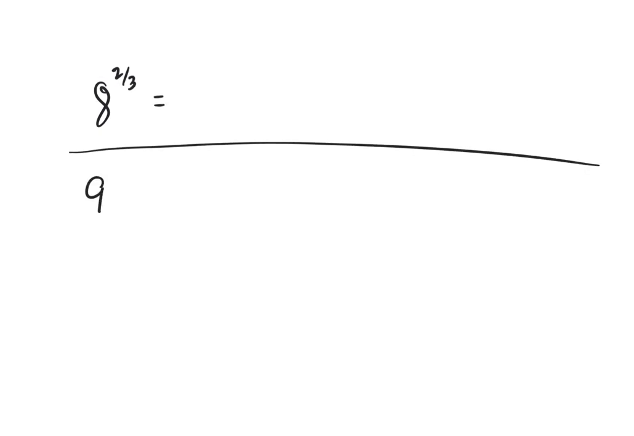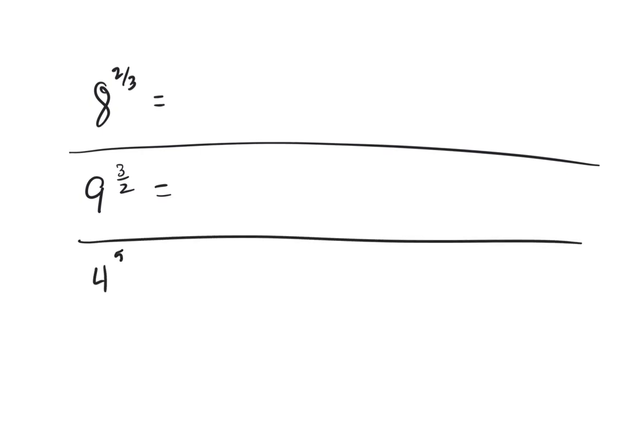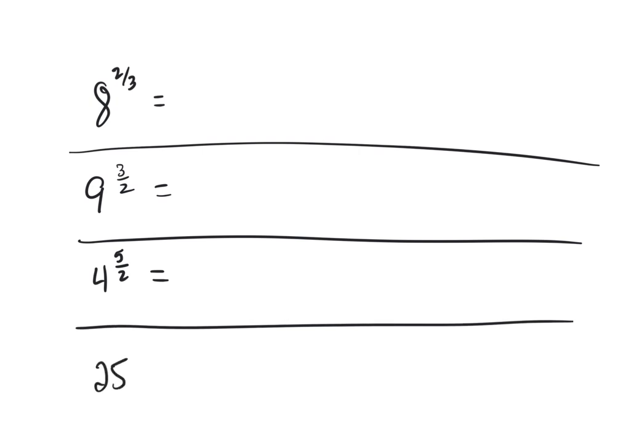Next, what if the numerator isn't 1? What if I were to give you something like 8 to the 2/3? What if I were to give you something like 9 to the 3/2? What if I were to give you something like 4 to the 5/2? Right? What if I was to give you something like 25 to the 3/2? What if the numerator isn't a 1? What if it's a 2? What if it's a 3? What if it's a 5? What do we do when the numerator isn't a 1? And the answer is we make it a 1.